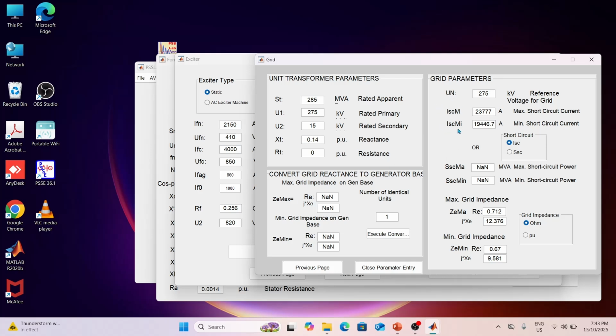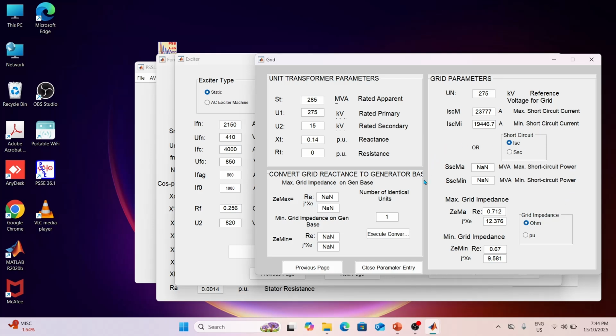The grid parameters are usually given in the form of the maximum and minimum short circuit current, or in the form of the maximum and minimum short circuit power. In this case, they are given in the form of the maximum and minimum short circuit current and it is referred to the 275 kilovolt grid voltage. In addition, maximum and minimum grid impedance are given with their resistances and reactances, and they are in ohm.